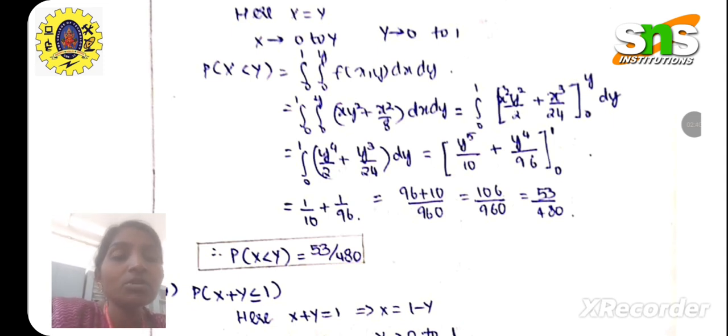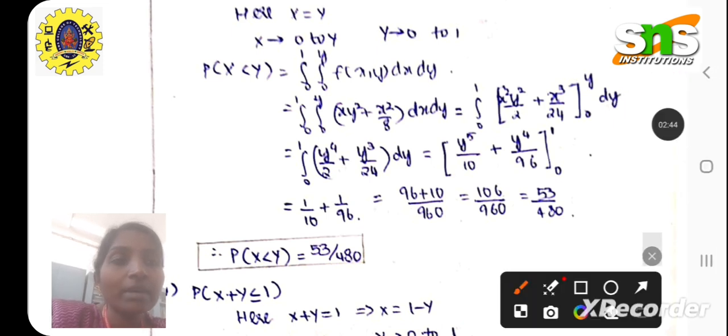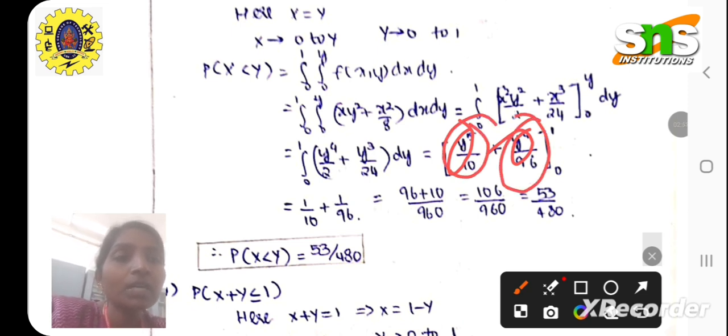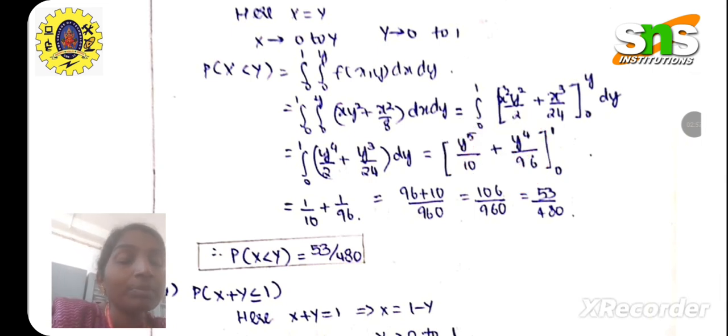So on integrating it, we will have y to the power 5 by 5 and y to the power 4 by 4, and on multiplying with the denominators, we will have y power 5 by 10 plus y power 4 by 96 within the limit 0 to 1. On applying the limit and simplifying, we will have 53 by 480 as the value of the probability of x less than y.